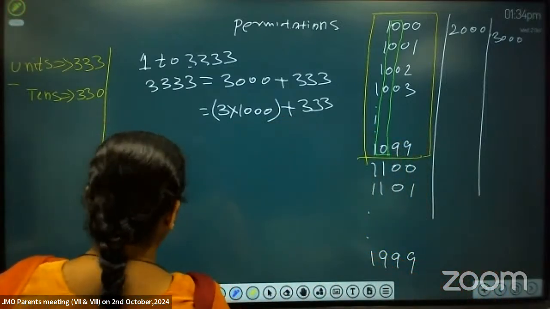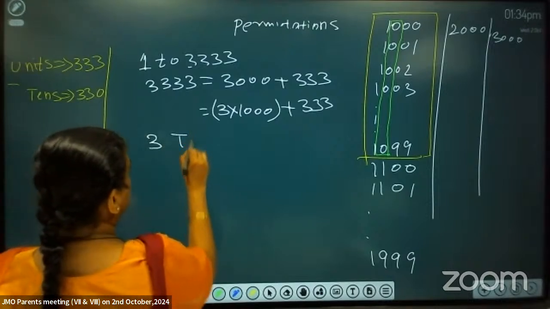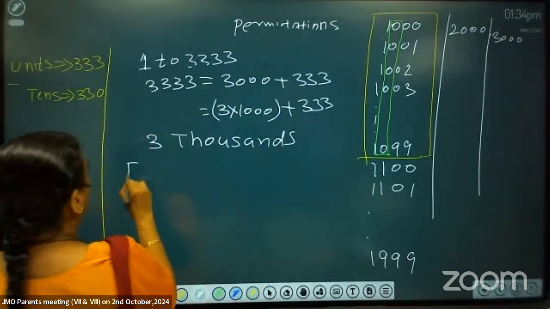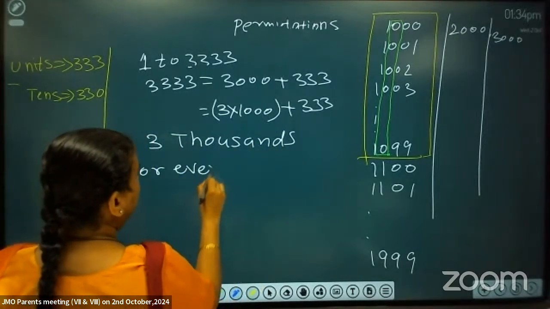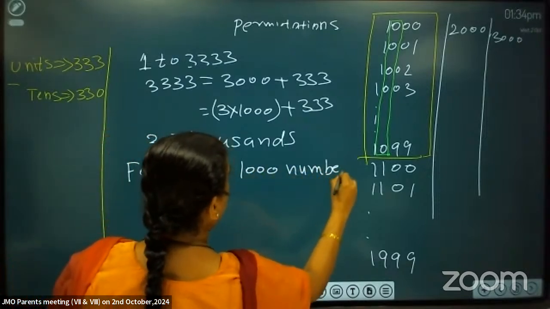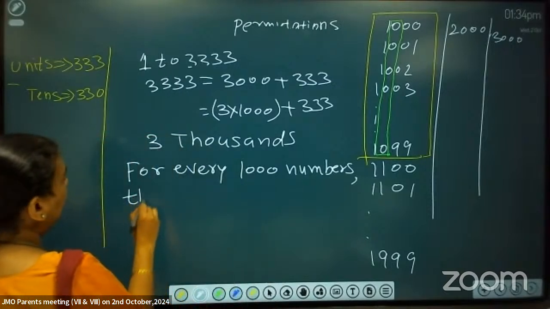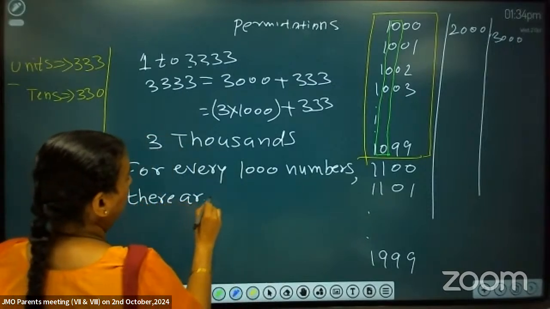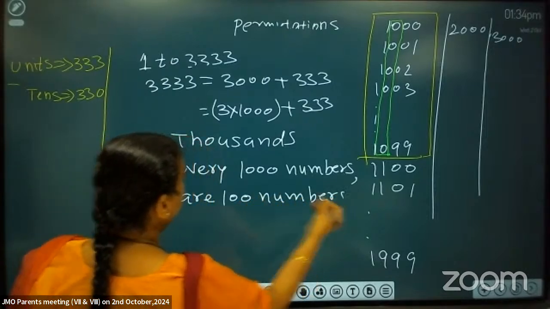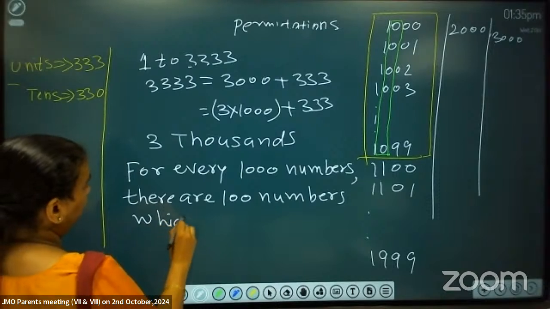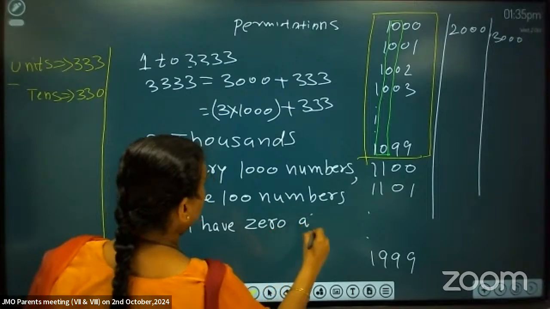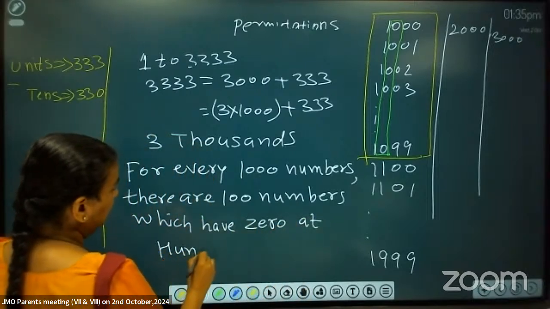So here I will say there are 3 thousands. And for every thousand numbers, there are 100 numbers which have zero at hundreds place. You understand this?